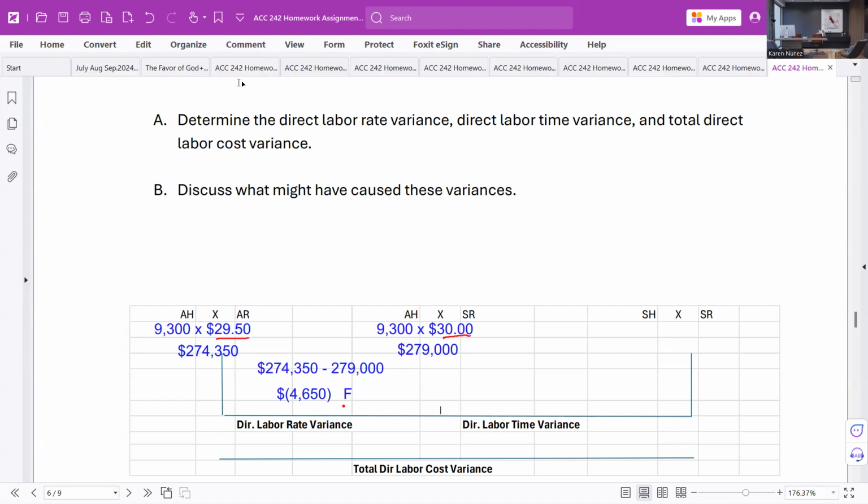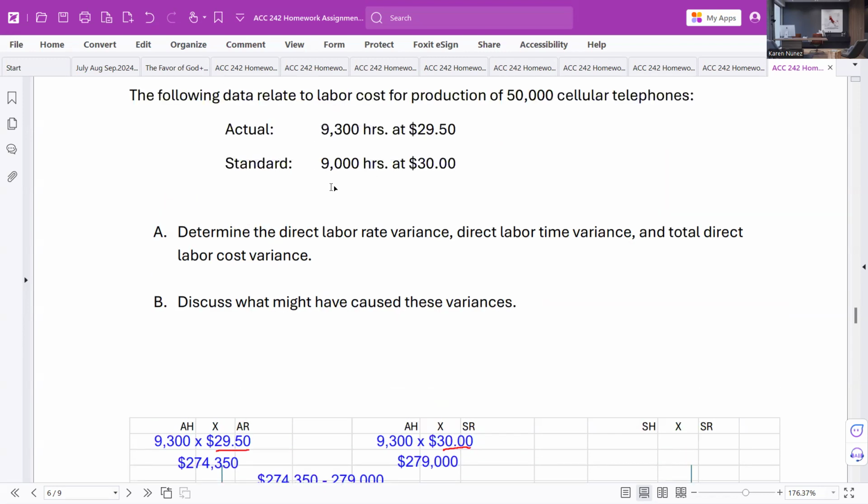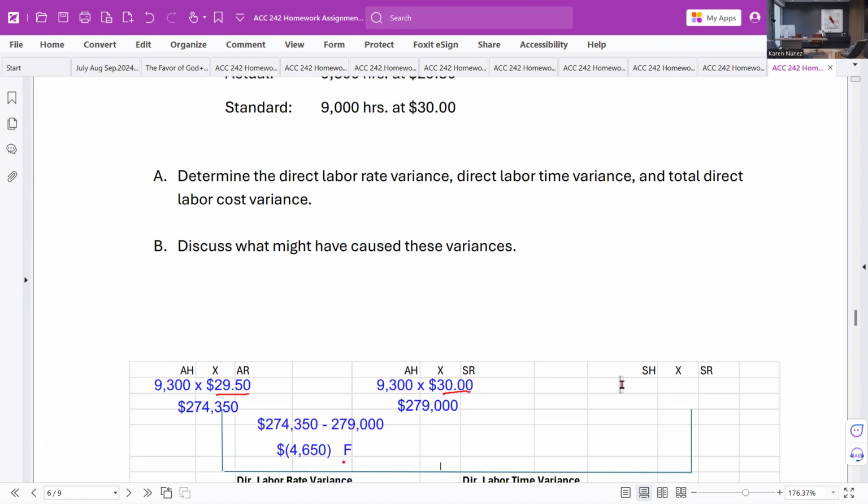Now, when we look at the time variance, our focus is on comparing the actual hours worked to the hours they should have worked given the output. They should have only worked 9,000 hours. So we already know we're going to have an unfavorable time variance because they worked too many hours. So we're going to need the 9,000 standard hours at the standard rate of $30, which means we should have here $270,000. And again, we're going to have an unfavorable variance.